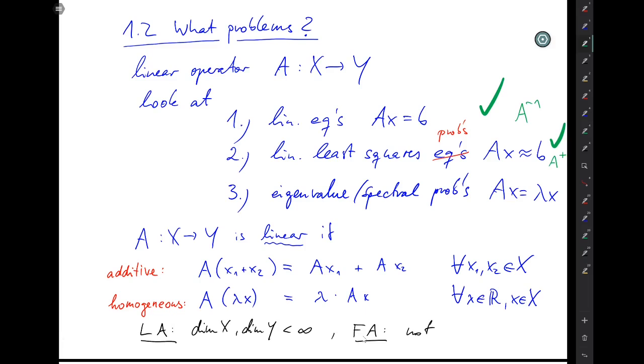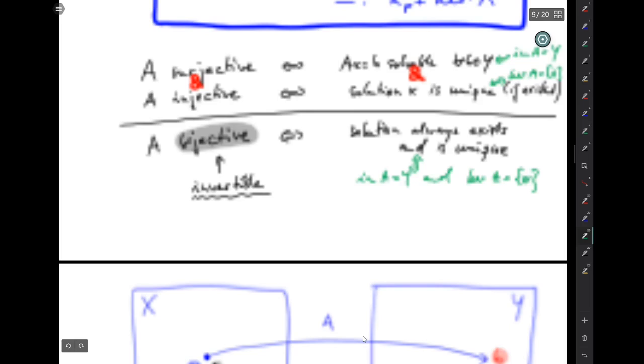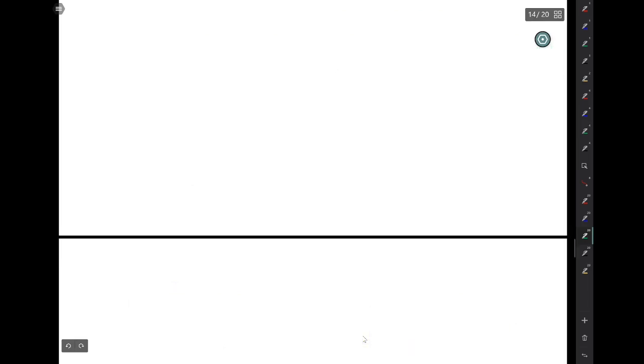Let's not forget about problem 3, eigenvalue and spectral problems, but before we do so, let me give you a little insert that gives you a completely different approach to the inverse and the Moore-Penrose pseudo-inverse. Okay, where are we? Here we are.